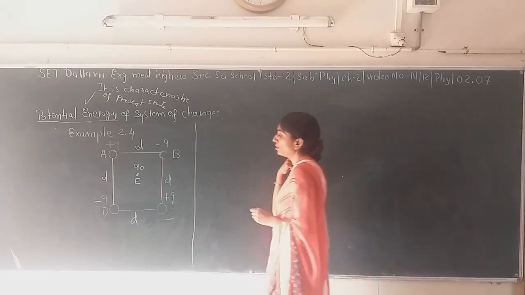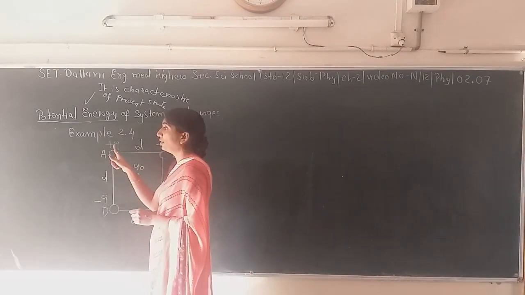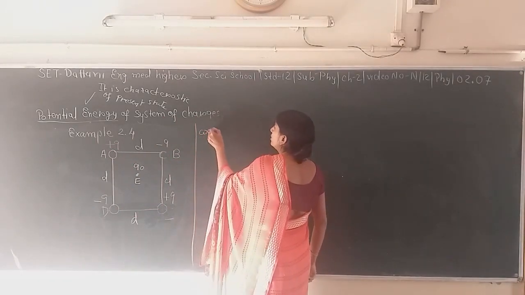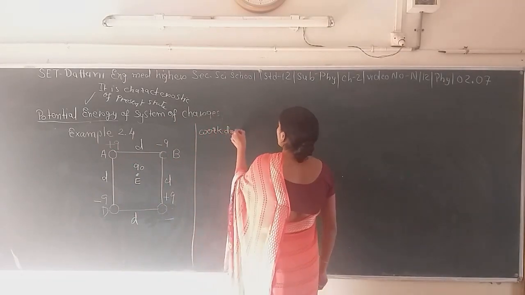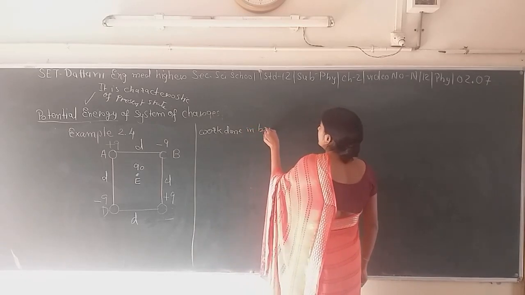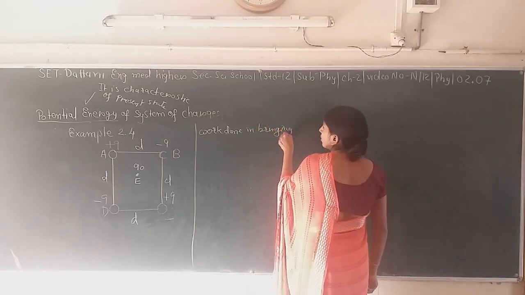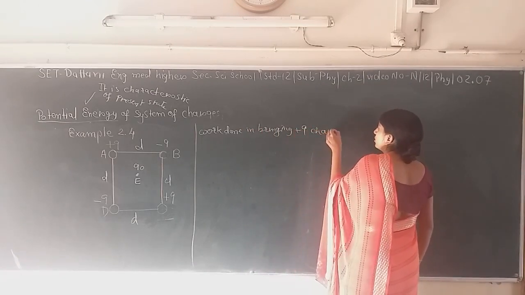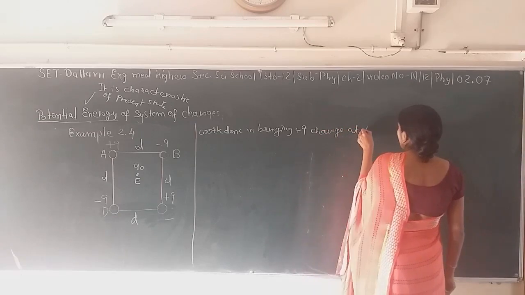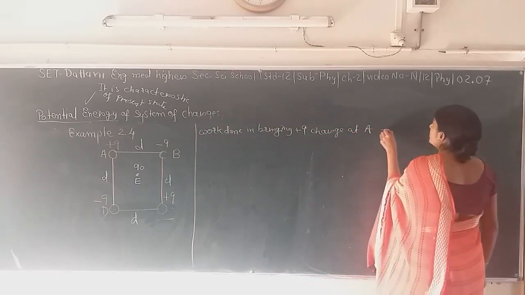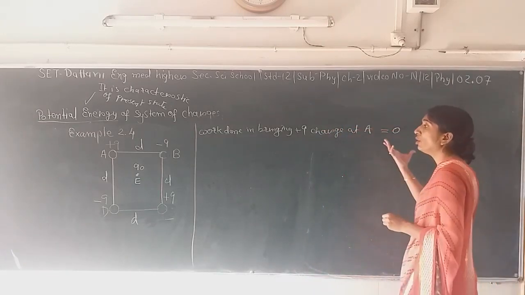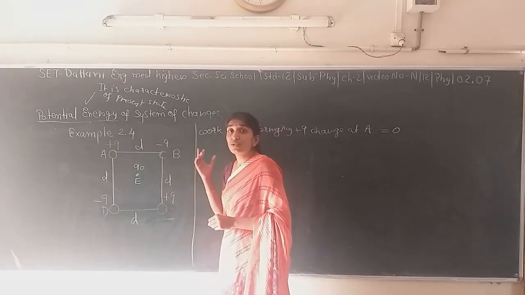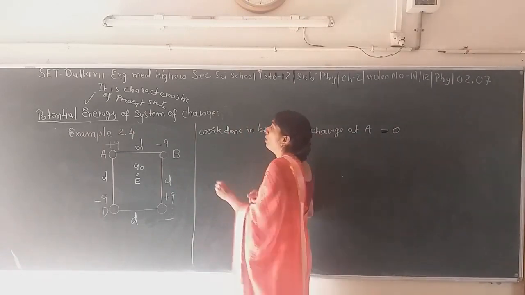So, first of all, let's say we are bringing this particular plus Q charge. Work done in bringing plus Q charge at A is equal to 0, because no work is required, because there is no external force which is acting on it. So we are not supposed to do any work.